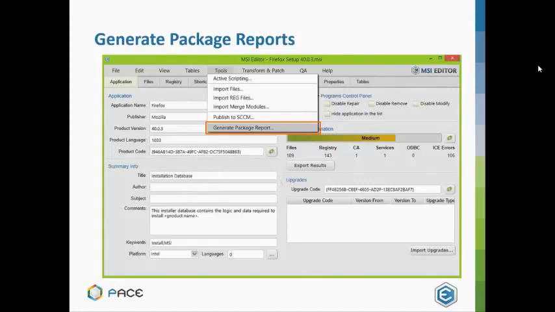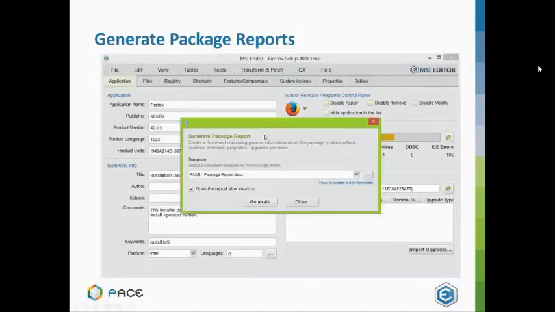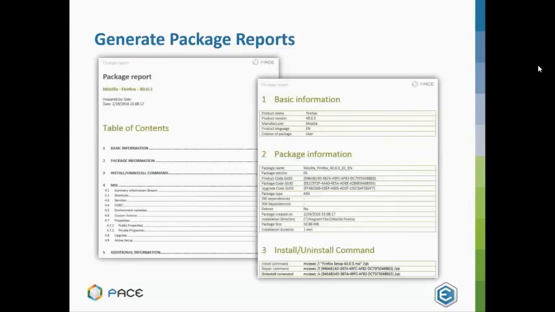Open your MSI package and click on the Generate Package Report main menu item. Then in the Open dialog window, select one of the predefined templates or your own and click the Generate button. All required package information will be saved to a report according to the selected document template. You can modify existing templates according to your business needs or create a new custom template following the instruction of the how-to manual. Both Microsoft Word and Microsoft Excel document formats are supported.